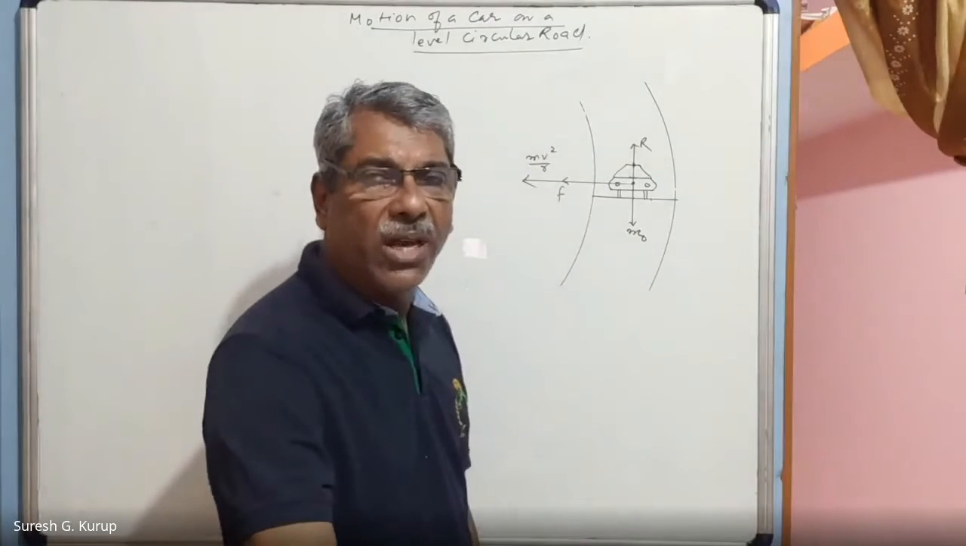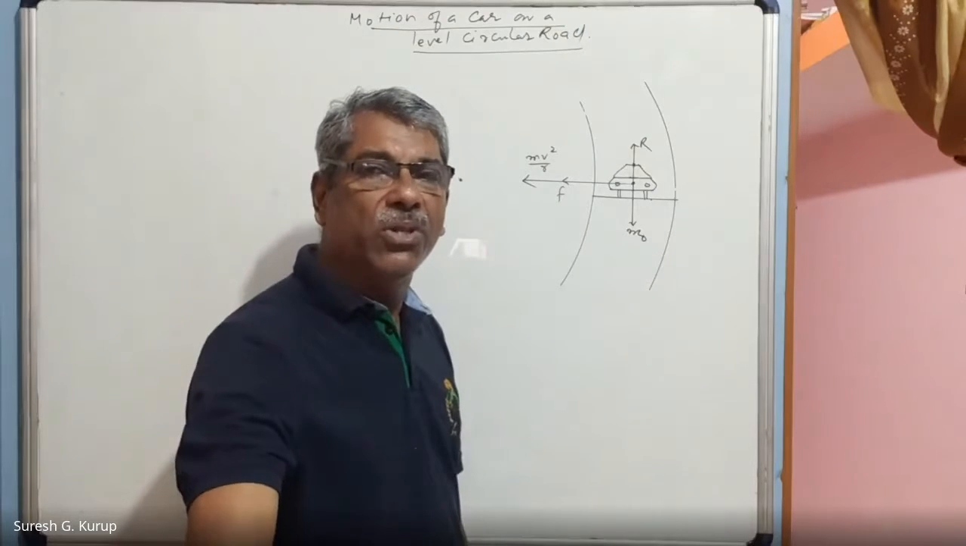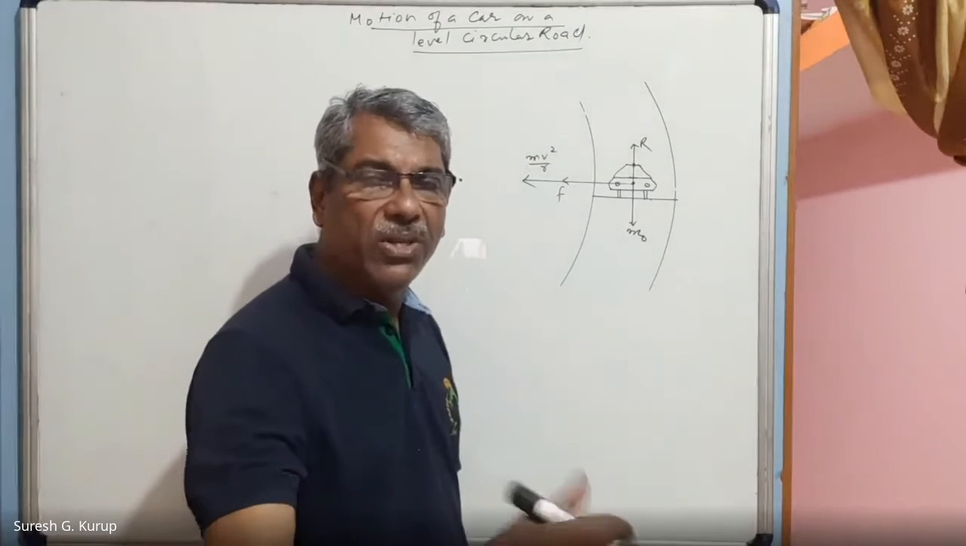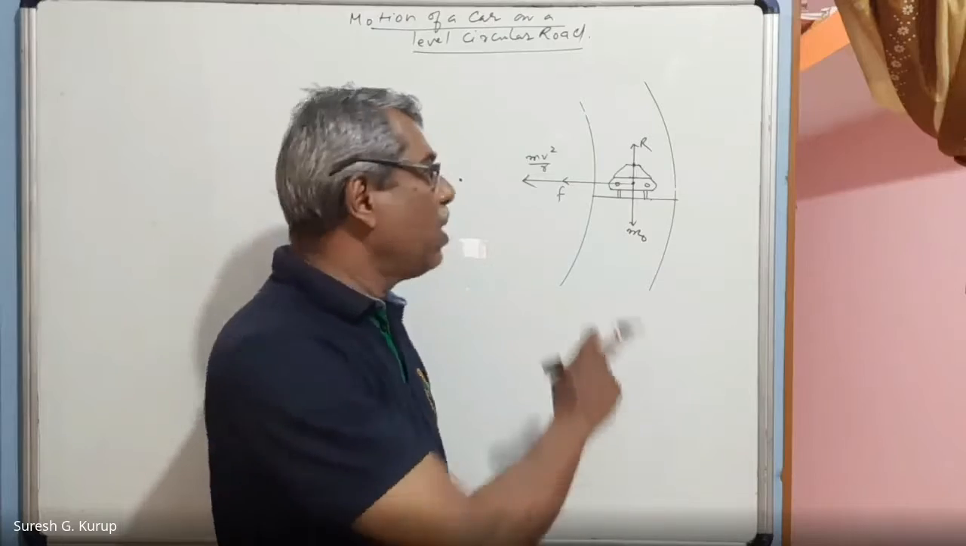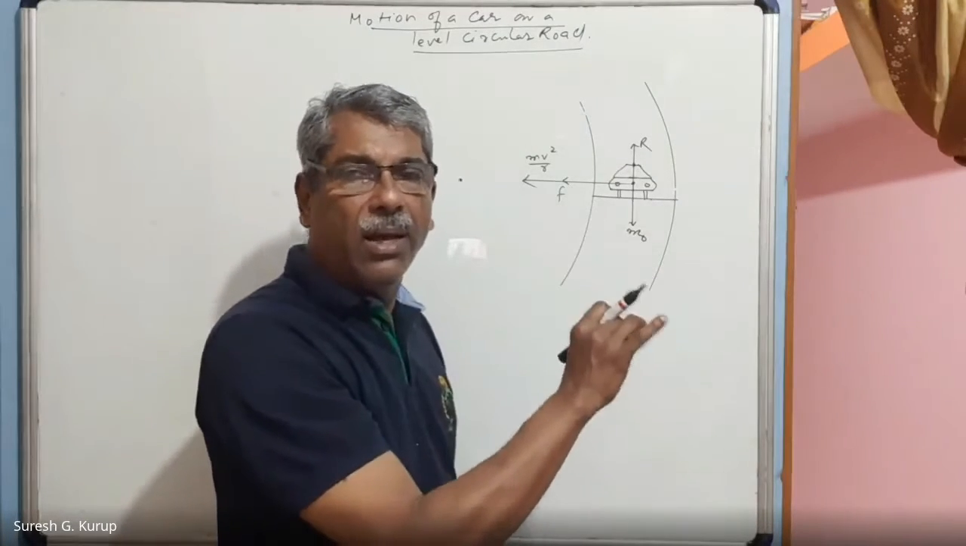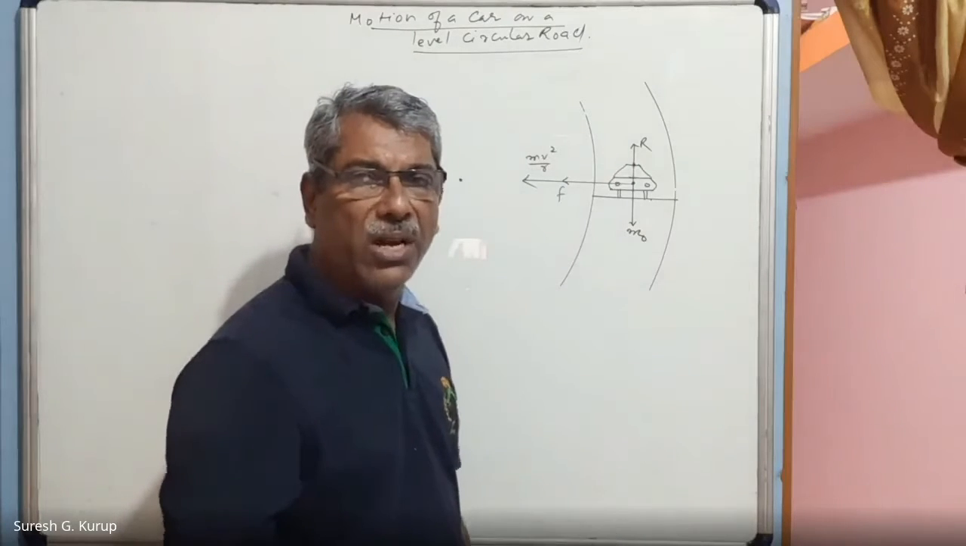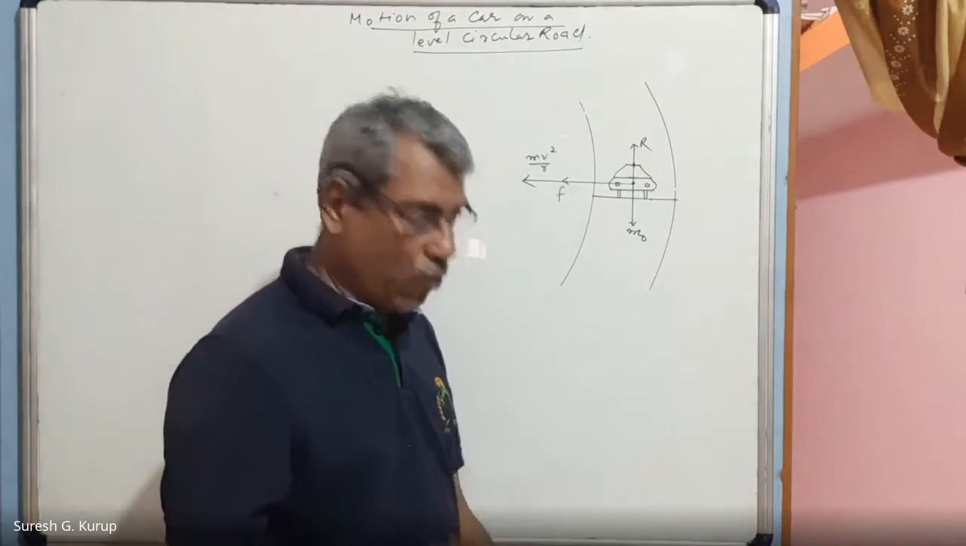Centripetal force cannot come down from the sky; centripetal force is actually a converted force. Which force is converted to centripetal force in this case? Force of friction between the tire and the floor will create the necessary centripetal force. So centripetal force is provided by force of friction.